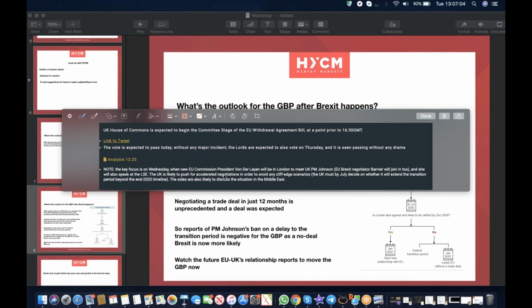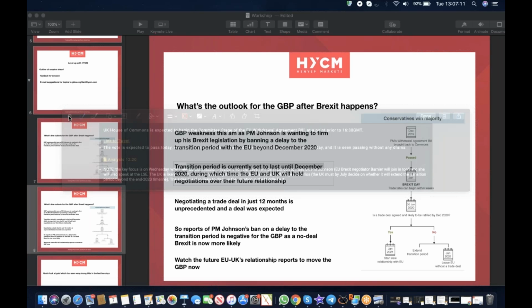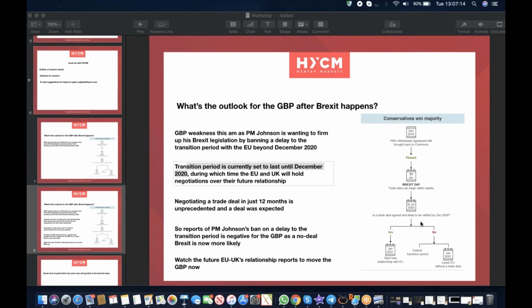So the UK wants to have a quick deal to avoid any cliff edge scenarios, which is over here, okay? The cliff edge scenario would be if there isn't a trade deal ratified and the UK has to leave the EU without a trade deal. Okay, so that would be seen as a bad outcome and a difficult situation for the UK, and so that would be very pound negative.